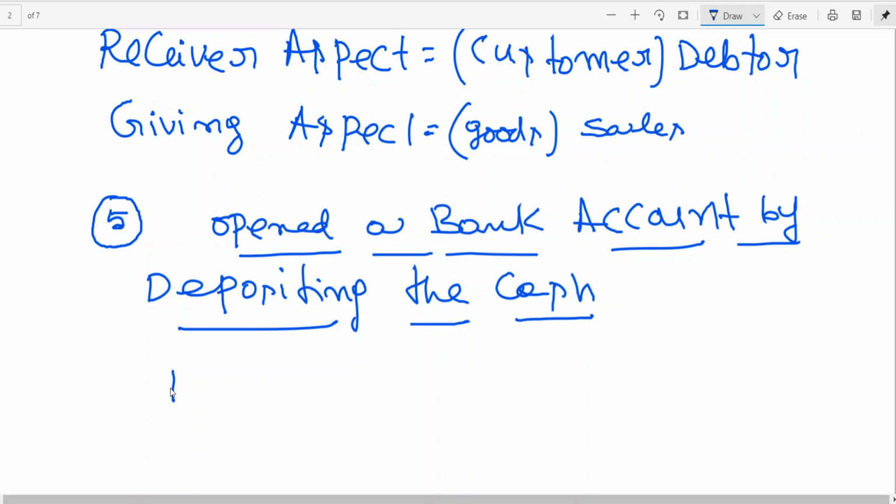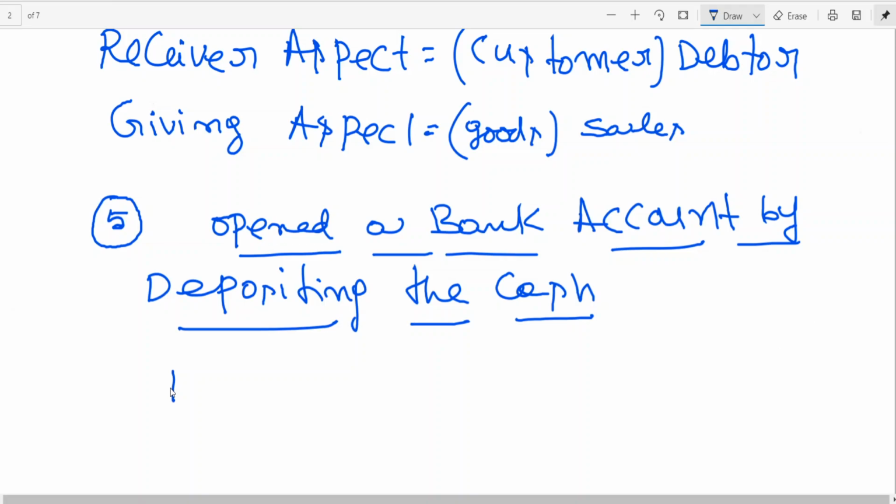Or you can, if you want to make a payment to somebody, issue a check, so that the person to whom the check has been given is going to collect the money from the bank. For that purpose, we need to open a bank account. Which account can you open? You need to open an account in the name of the business. That account is called a current account.